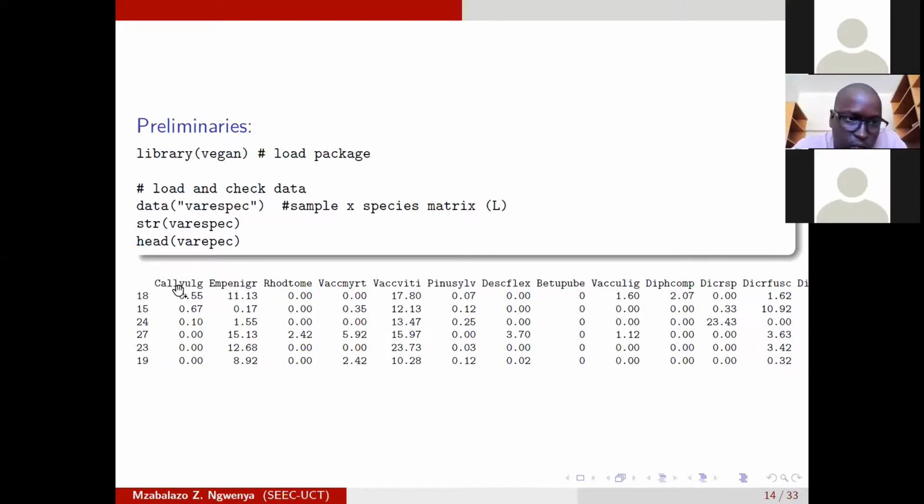Then for that species, we've observed 0.55% cover. Okay, so some days a 17% cover for that. So that's for each of the sites. So site 24, also those are the percentage cover values for our different species. Okay, so this matrix is how it should be for an L matrix.